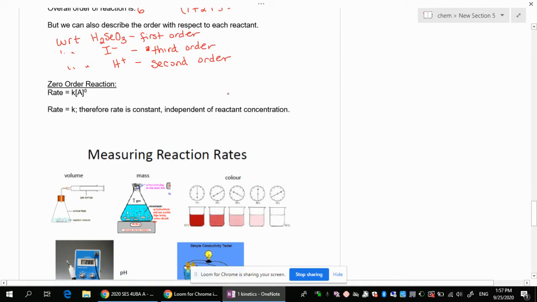So think about this. If I double the concentration of A, in terms of looking at the rate, it is going to be A to the power of 0, and in math, anything to the power of 0 is 1. So therefore, what we can say is there's no change in the rate. So this is a reaction where you can add as much as you want and you won't see any sort of change in how quickly the reaction goes.